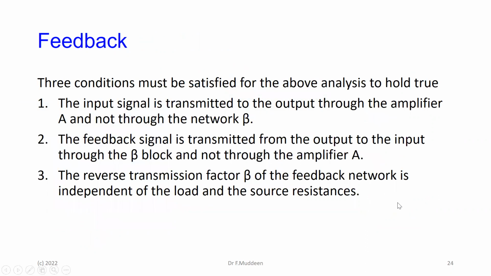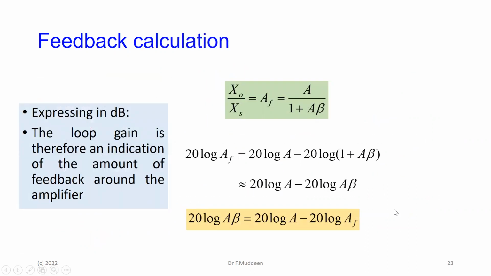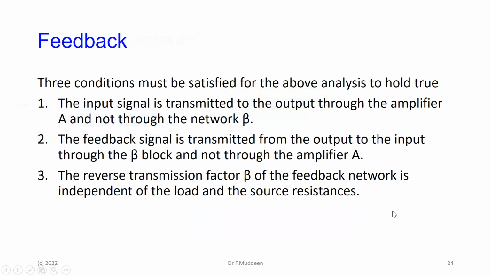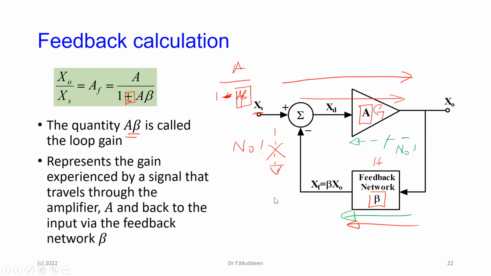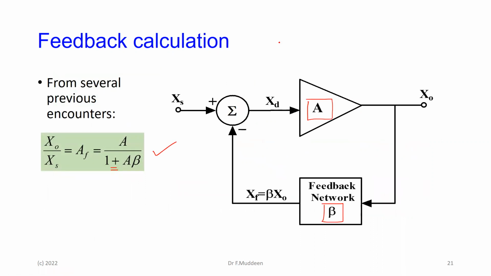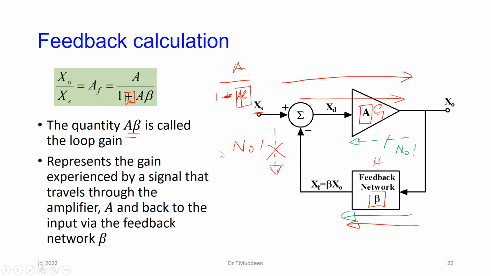I will talk about this tomorrow, just as about if we convert it to decibels, right? But this is just what I was saying: the input signal must go through A and not beta. Feedback must go through beta and not A, all right? And whatever beta is has to be independent of the load and source resistance. In other words, beta does not depend on what is happening at the output. Okay? So those are the concepts.